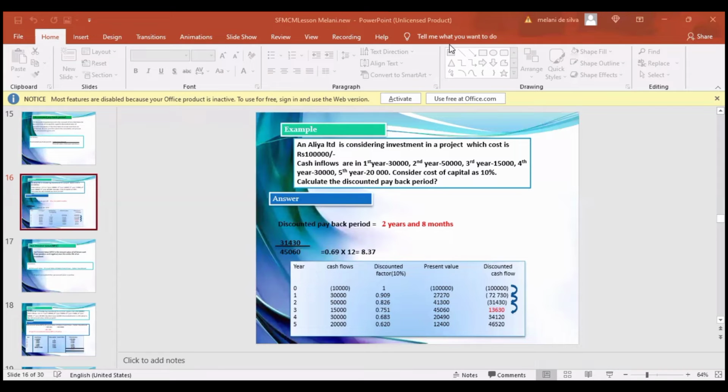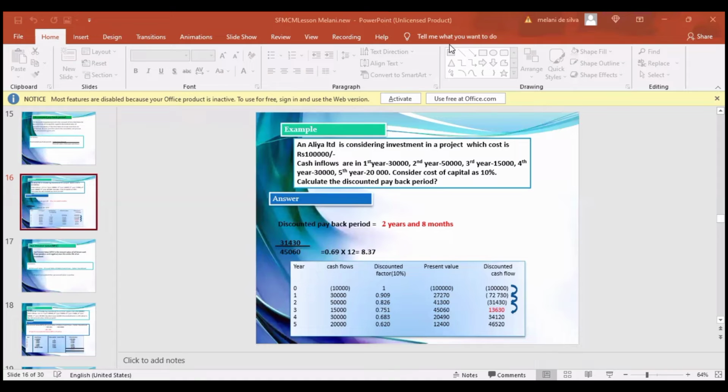Likewise, we have to calculate the present value as this. The last column is discounted cash flow. How to calculate it? Minus 1 lakh is the zero year investment cost. We have to recover this investment by these 5 years. How to do it? Minus 1 lakh plus positive 27,270. Therefore, the answer became minus 72,730. Likewise, we have to do this process until we make the positive value.